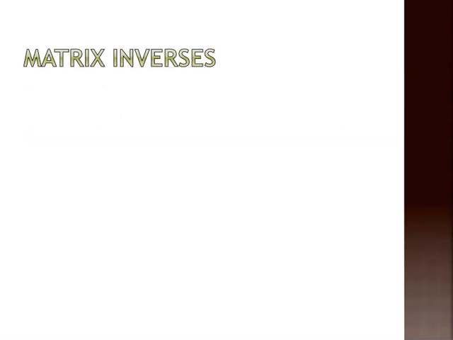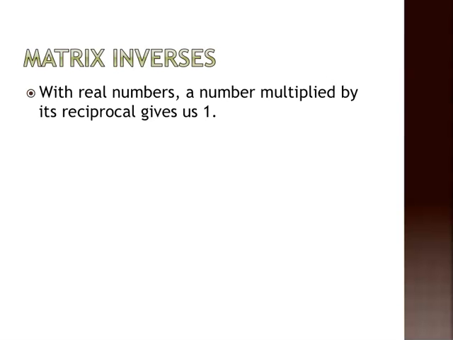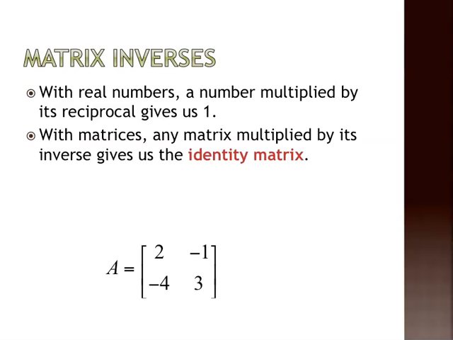Now, on the other hand, since we already know that any number multiplied by 1 is going to give you itself, well, with real numbers, a number multiplied by its reciprocal will give us 1. So say you have 2, and you were to multiply it by 1/2, which is the reciprocal of 2, it gives you 1. Now with matrices, any matrix multiplied by its inverse gives us the identity matrix. And so here's an example. Here's A, and here's the inverse of A. And if we were to multiply these two together, we end up with the identity matrix.